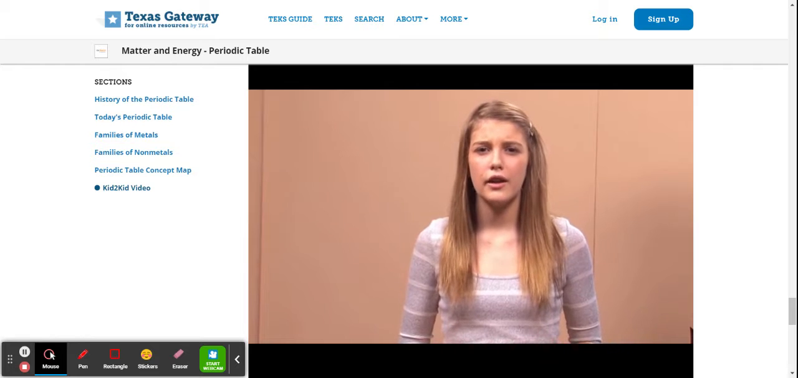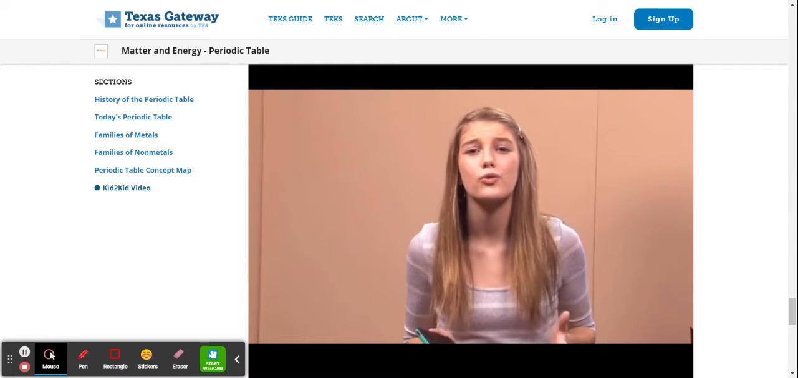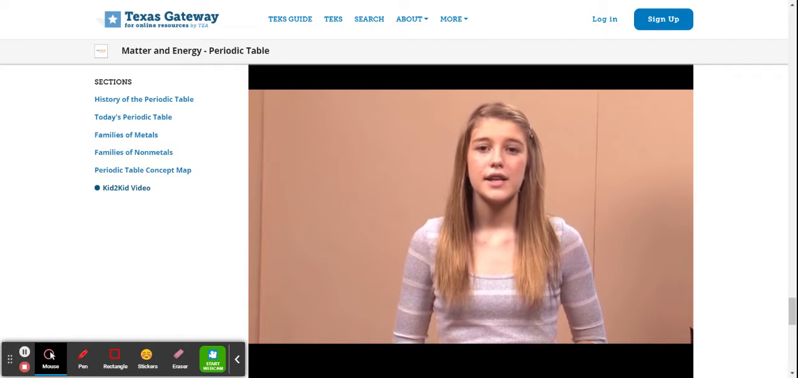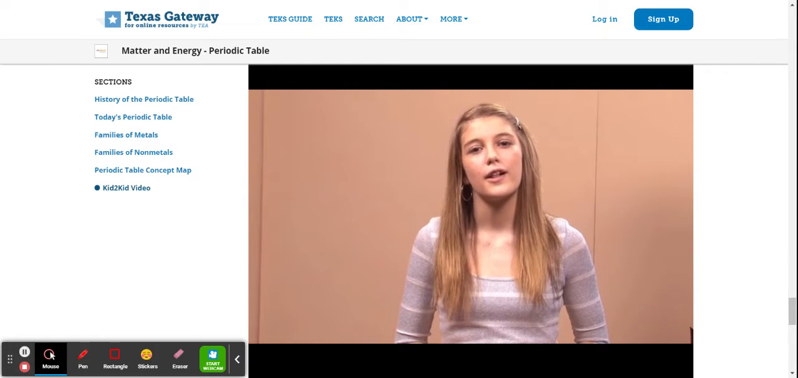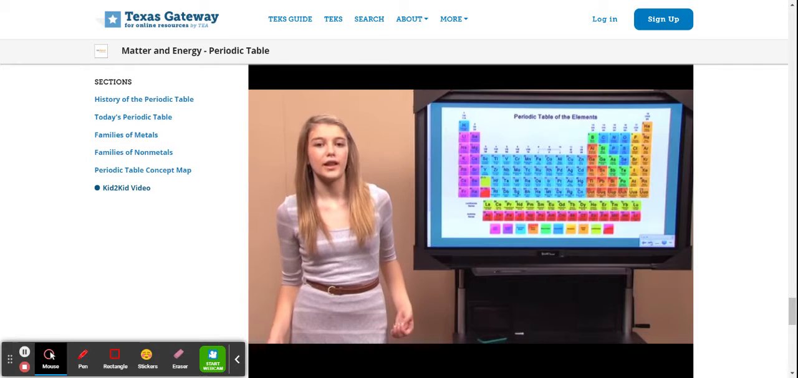Then she was wondering, how do they organize all those elements? I told her there are more than the 30 we just named. There's almost 120. So I told her about the periodic table, how scientists arrange all the elements, and how they're classified by their properties. Let's look at the periodic table of elements.